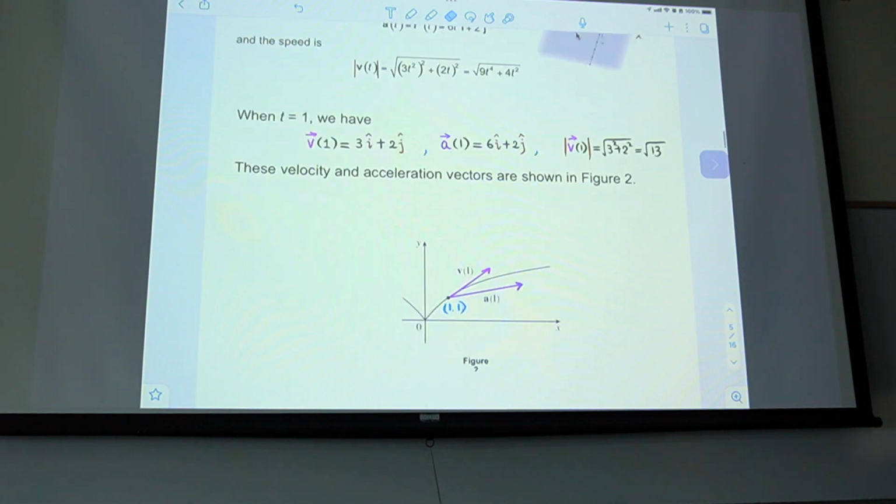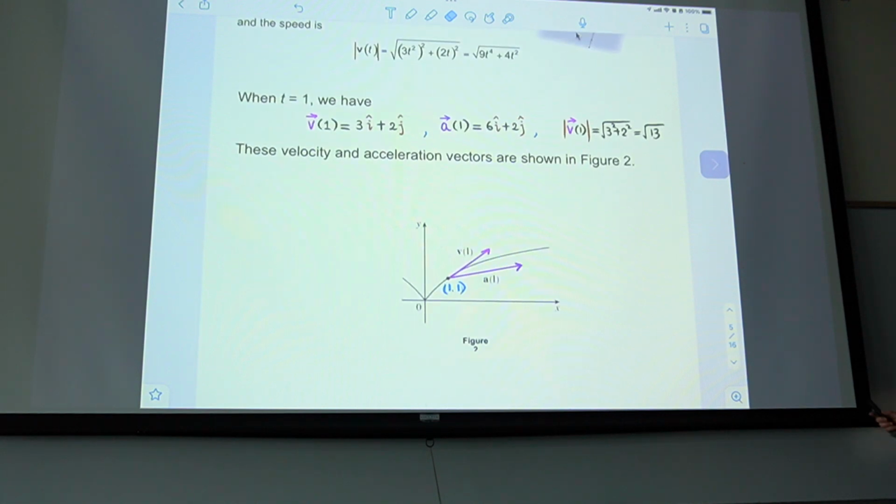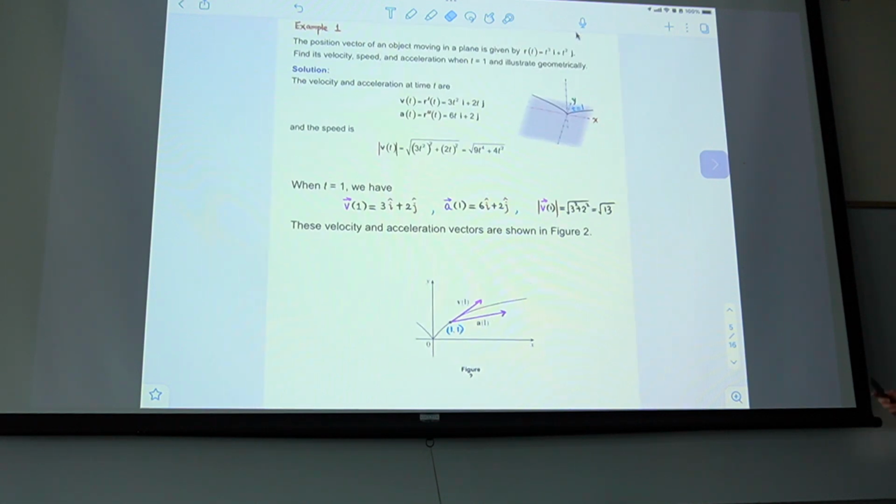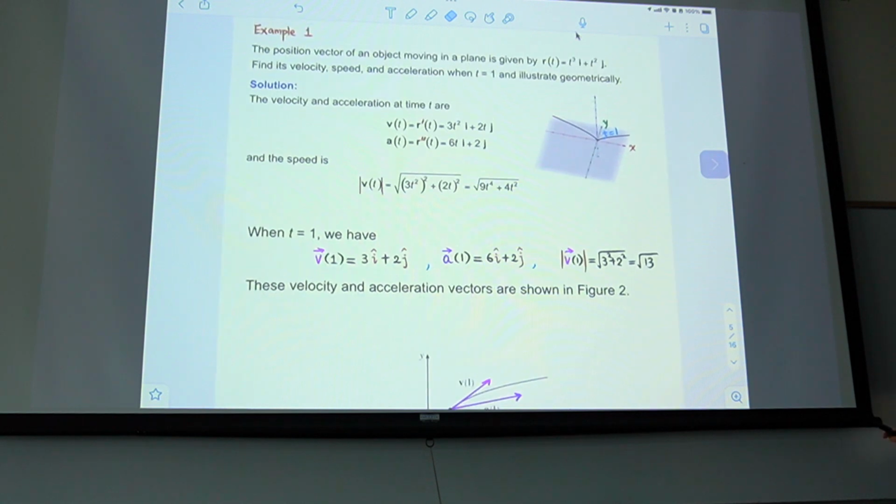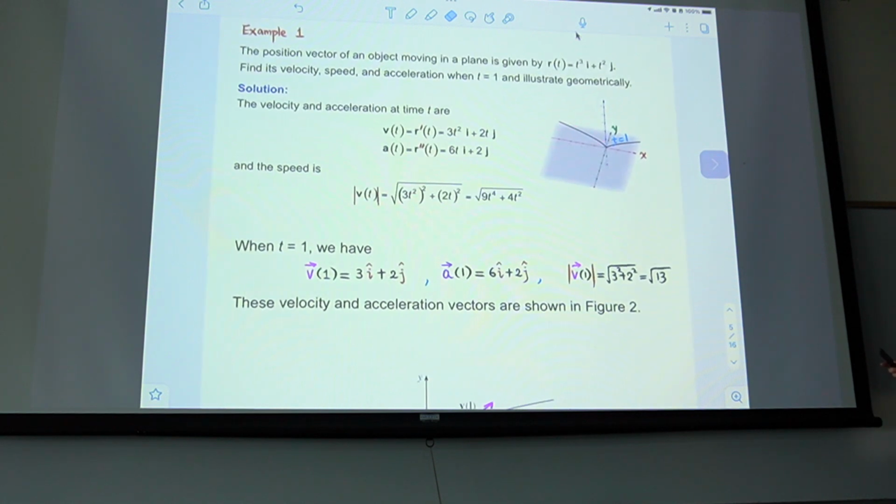Now we're going to graph it, illustrate this. So actually, I graph it over here. In 3D, it looks like this. It only has the x and y, so it's on the xy plane. It only has the i and j components, right? So it's totally on the xy plane, and this is the graph.